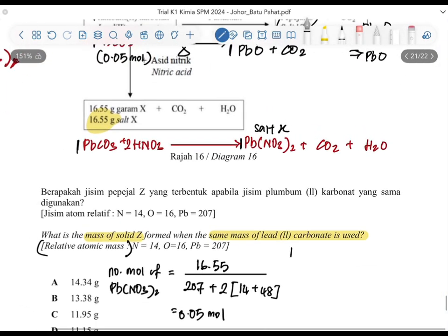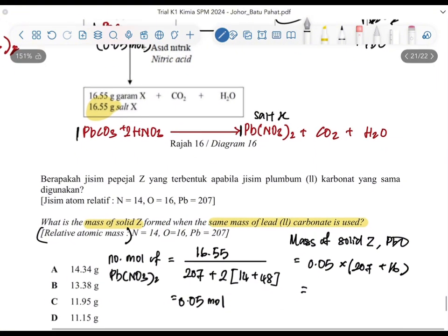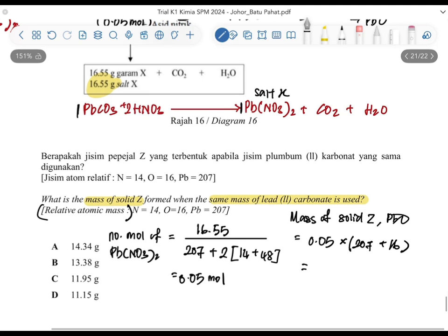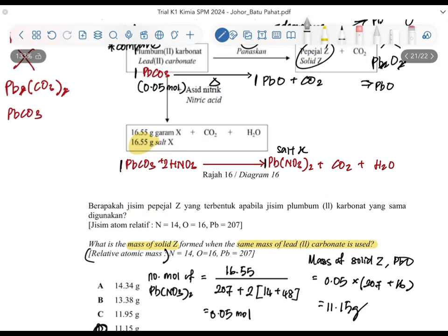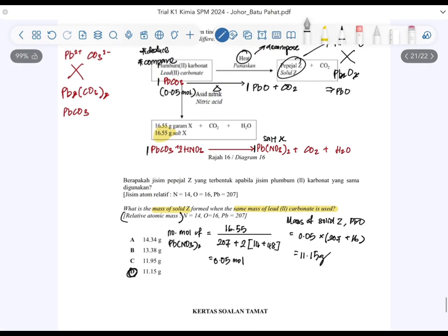So the mass of the solid Z, which is the PbO, equals 0.05 mole times 207 plus 16. Let's see what is the answer. So the answer is 11.15 gram. So this is the answer. Always for the calculations, we need to find the number of mole. So this is the end of the question.